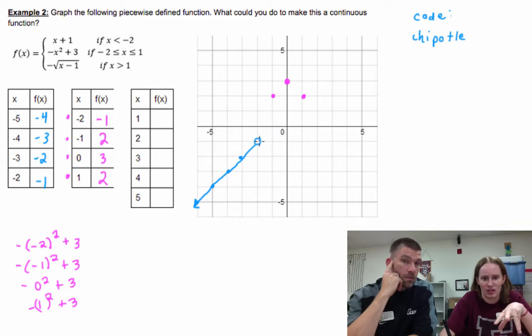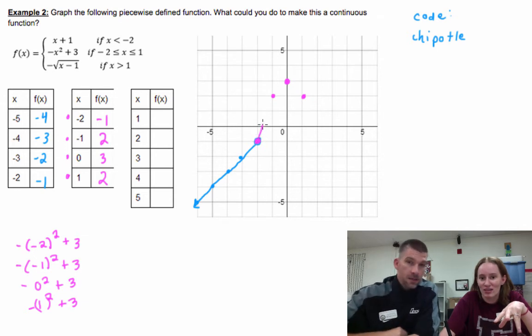Right. And then, what is it? Negative 2. Oh, it fills that one in. Nice.